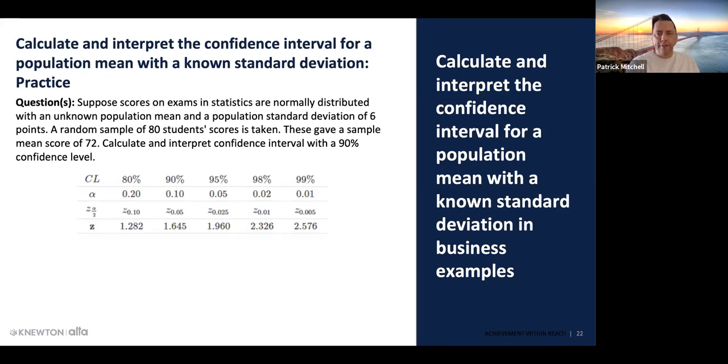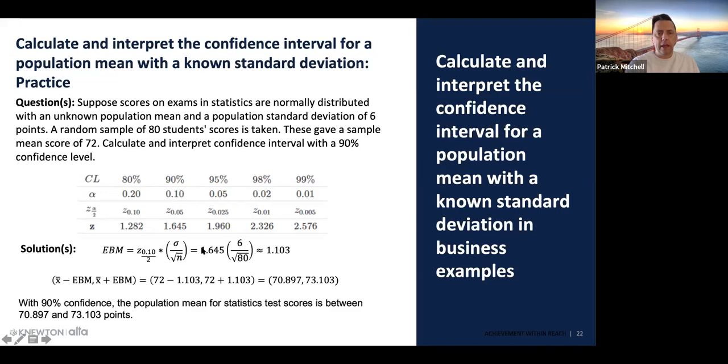So again, we already found the error bound was 1.103. So when we subtract that and then add it onto the sample mean, we get a confidence interval of 70.897 up to 73.103. So with 90% confidence, we can say the population mean for statistics test scores is between 70.897 and 73.103.